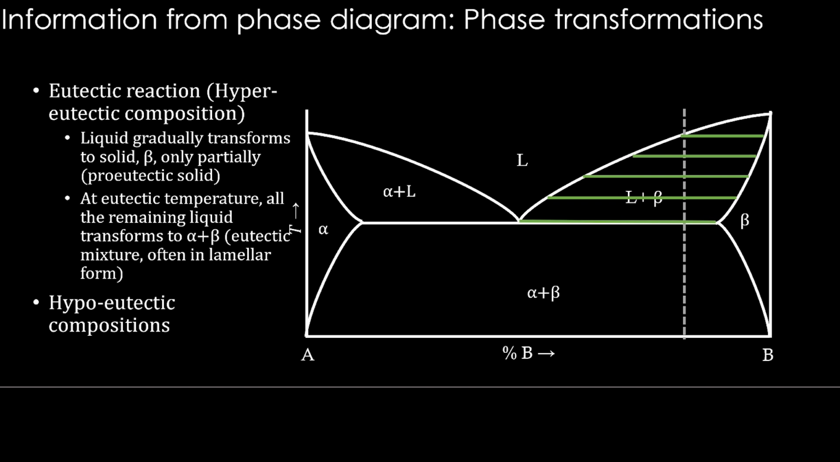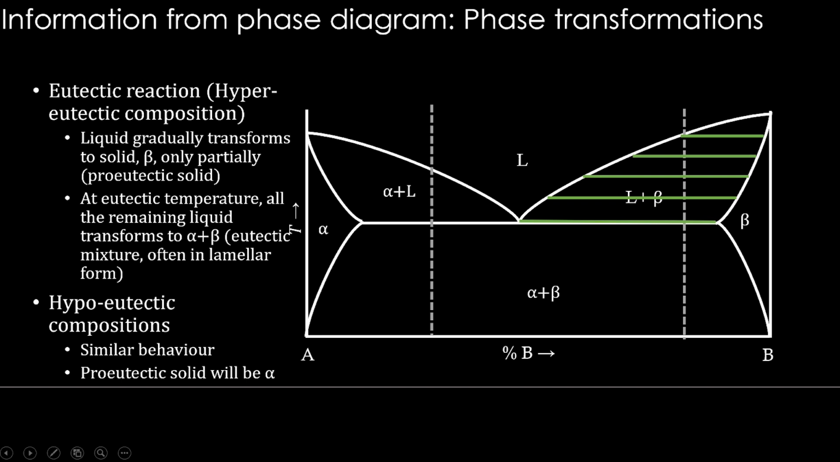Hypoeutectic compositions are similar to this, but to the left of the eutectic composition. They have similar behavior. The pro-eutectic solid in this case will be alpha and not beta. You can see here it is alpha plus liquid before touching the eutectic line.